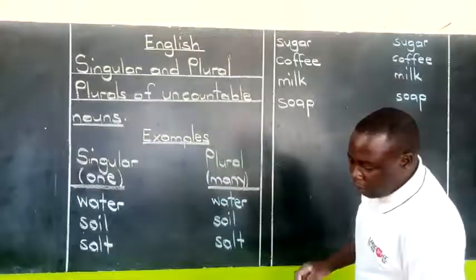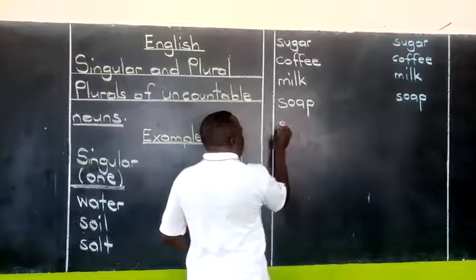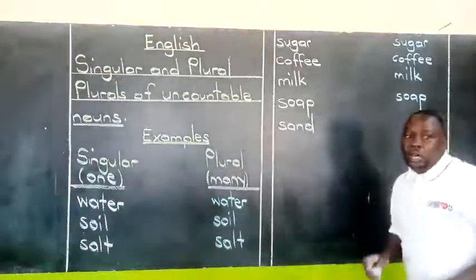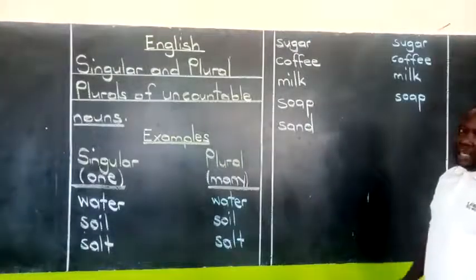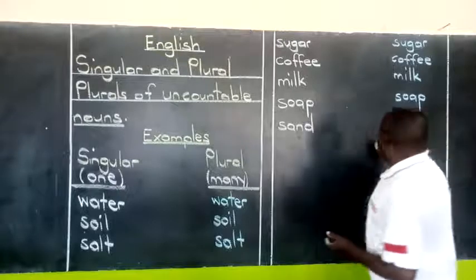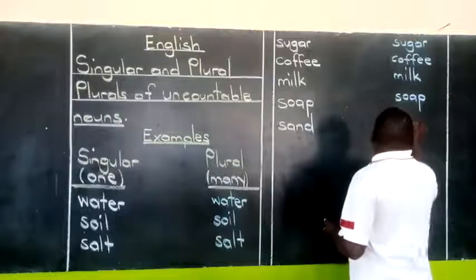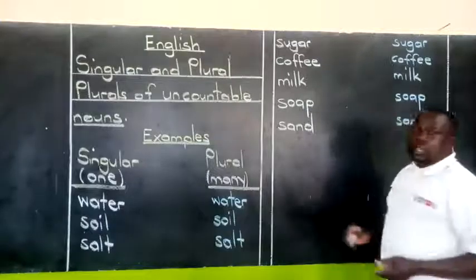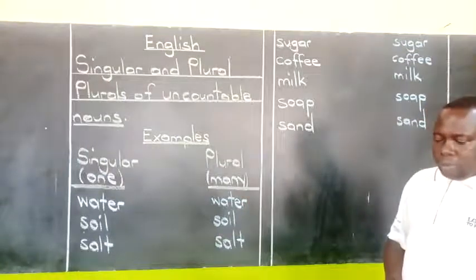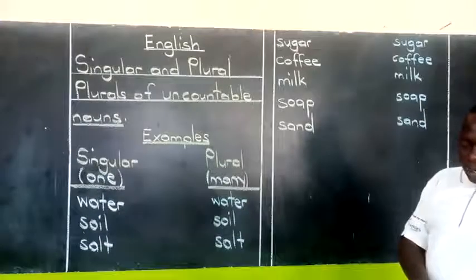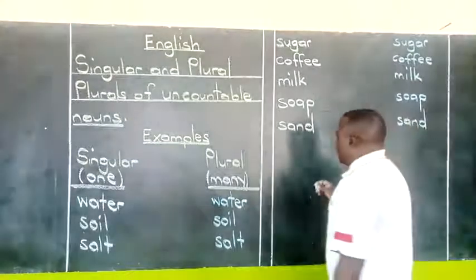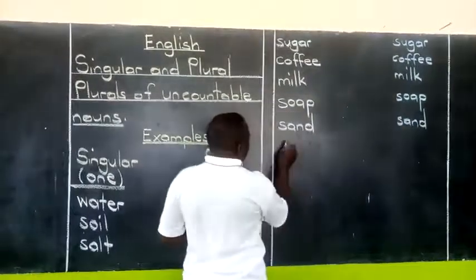We have the next one as sand. This is a building material. You cannot count sand, even if I give you 1 sack. But it can be measured. Sand remains sand. Another example of an uncountable noun. We have sheep.